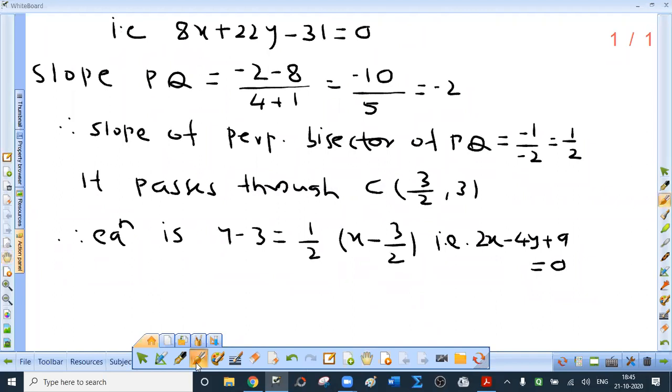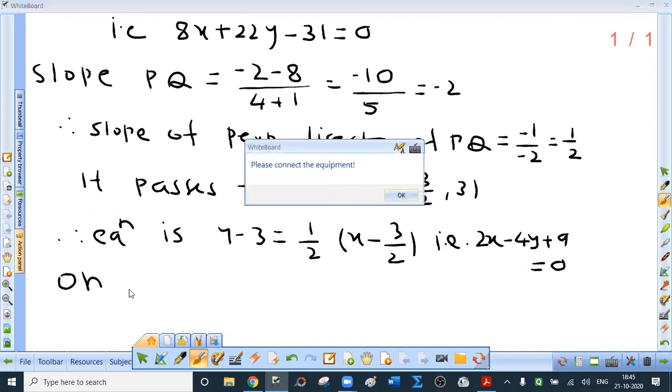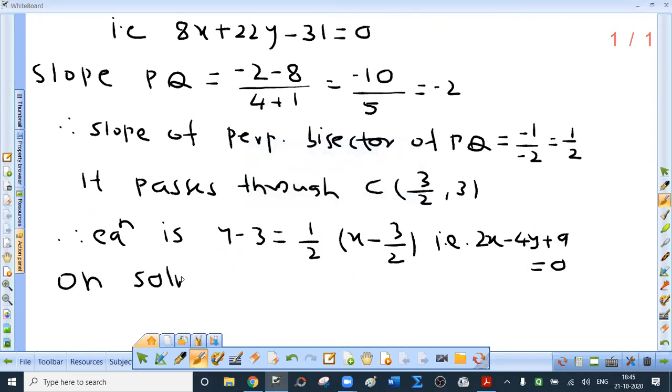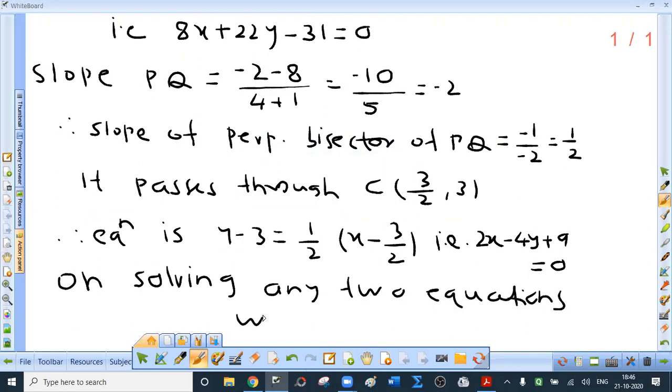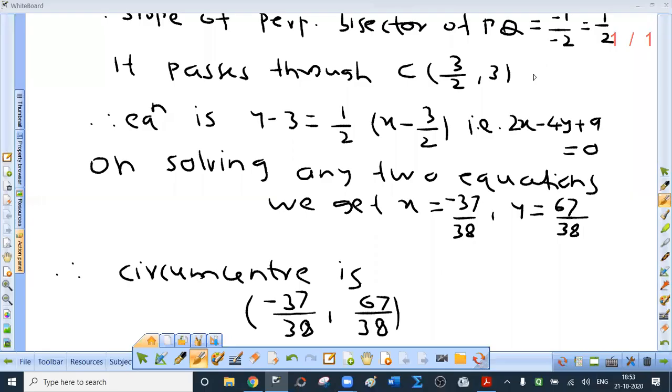Now solve any two equations. You will tell me the answer. On solving any two equations, please tell me. Yes, tell me the values. We get x equal to, y equal to... Solve. So finally x is -37/38, y is 67/38.